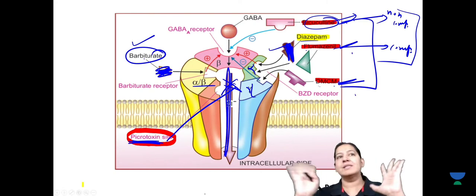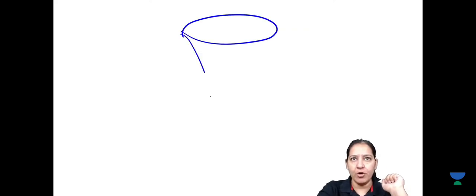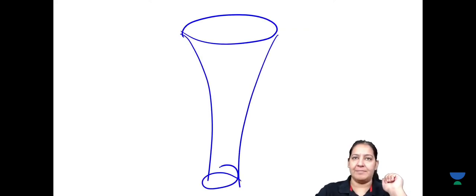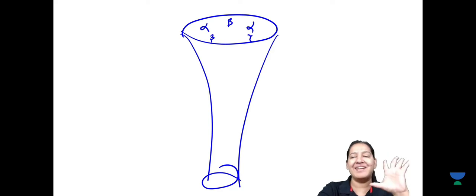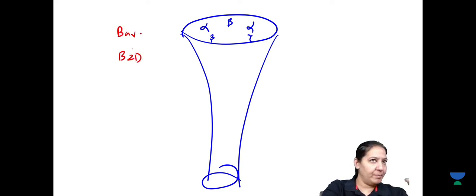So what is the summary? On a GABA receptor in the brain, we have a neuron. On the neuron, we have a GABA receptor. On the GABA receptor, there are two alpha, two beta, and one gamma. So total is a pentamer. There are 5 different subunits in a GABA receptor. Now there are various drugs. One is barbiturate, one is benzodiazepine. These are the two main drugs, right?